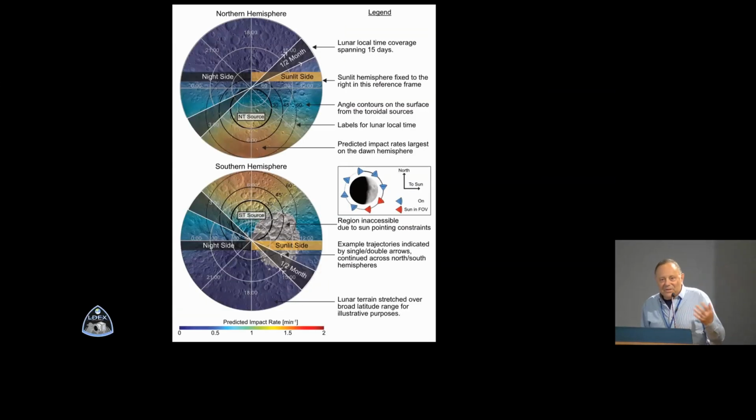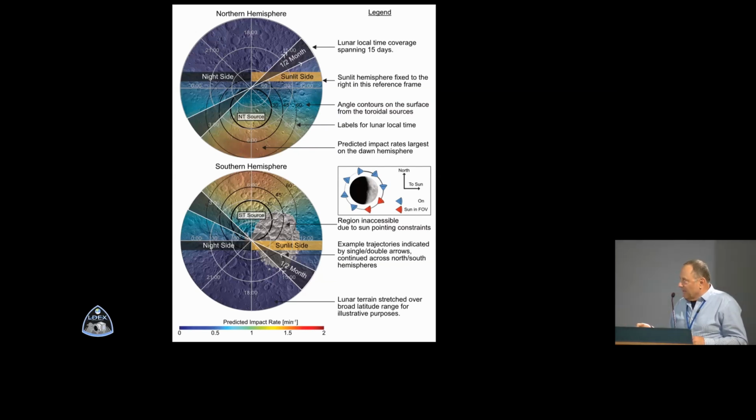So imagine an LRO type orbit. We can then figure out in a month or so how much real estate you would map on the northern hemisphere and on the southern hemisphere. Based on our understanding from ground-based measurements, that would be the southern toroidal source and the northern toroidal source hitting the surface: where it hits the surface, how much dust it will generate, and what the impact rate is that is pointed here, if you were to fly an LDEX type instrument.